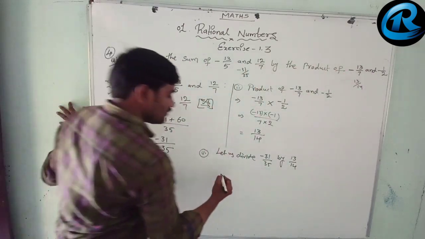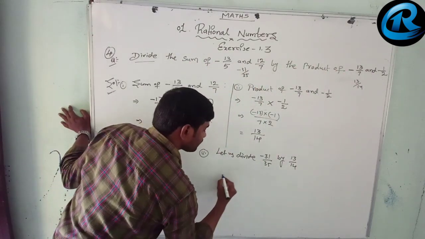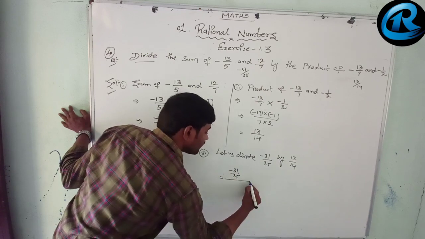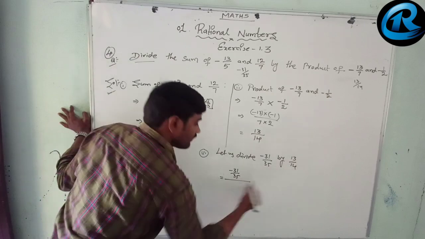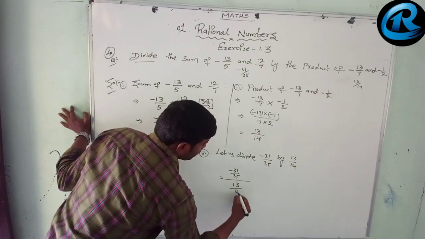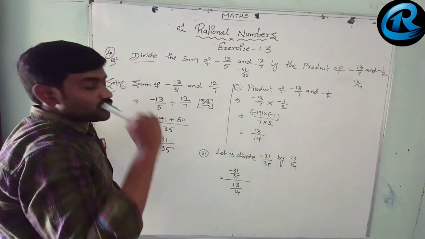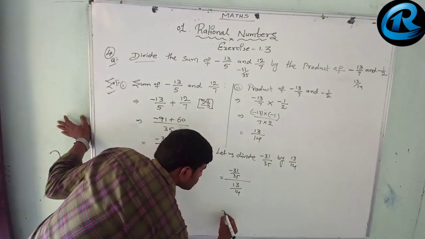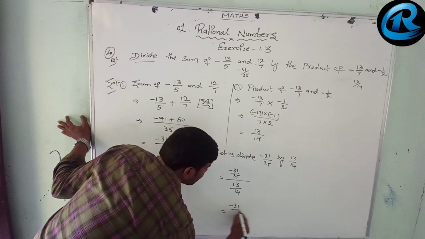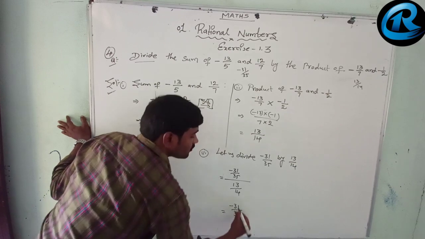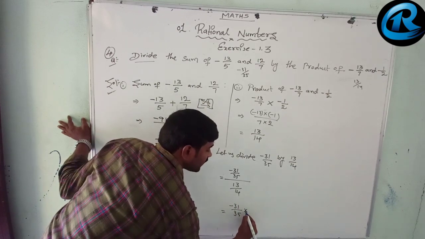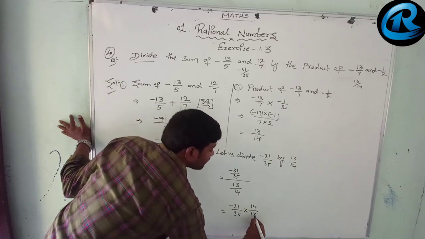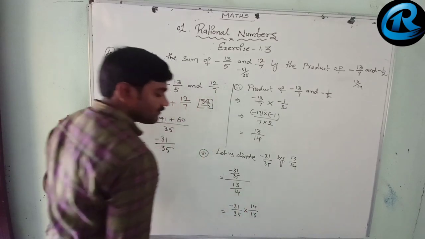So let us divide. So what we divide? See, minus 31 by 35 divided by 13 by 14. Just now I told, when fraction by fraction comes, what we have to do? I told you when fraction by fraction appears, we keep the first fraction same and multiply by the reciprocal of the second fraction. The 13 by 14 becomes 14 by 13.